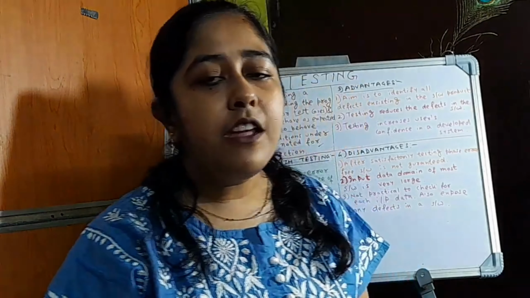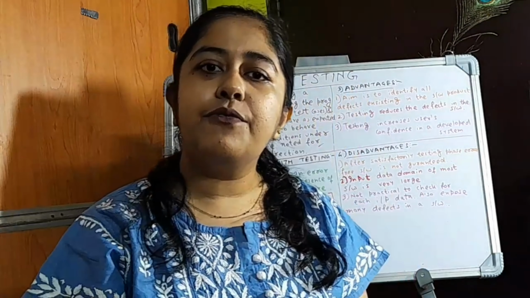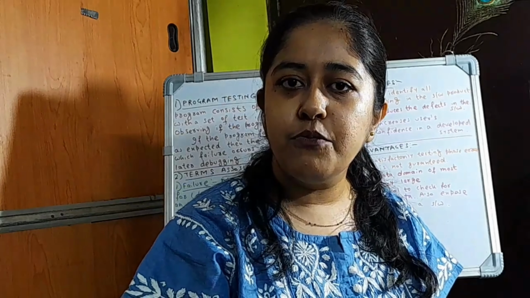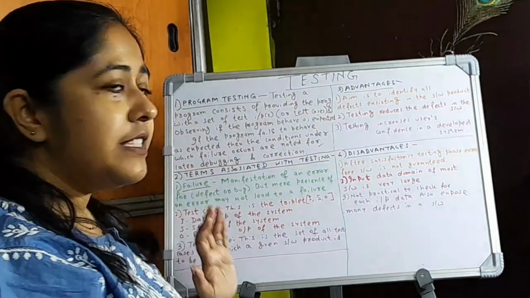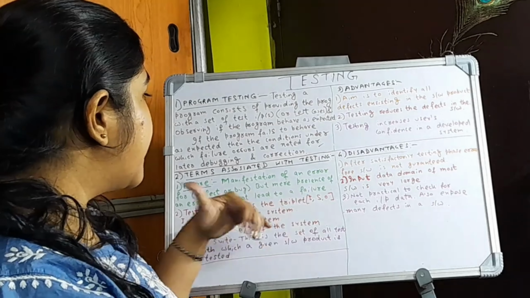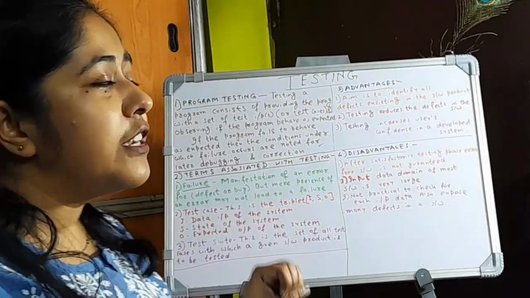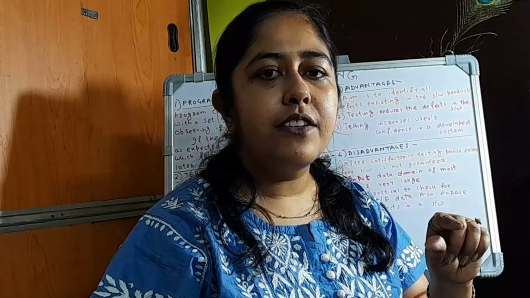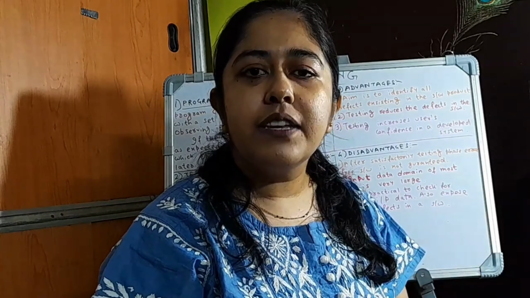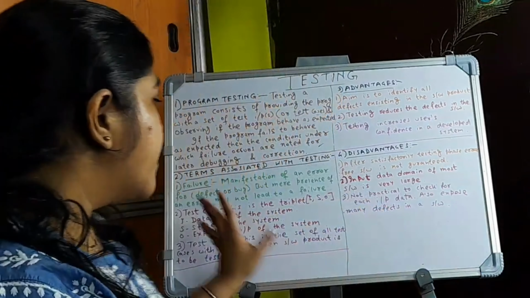But if some error is not giving a whole system failure, but some expected outputs you are not getting, then you can correct that one. So this is what is known as failure. But the mere presence of an error may not lead to a failure. Many errors can lead to a failure, but maybe one error is not giving you a whole failure. So this is what is failure.